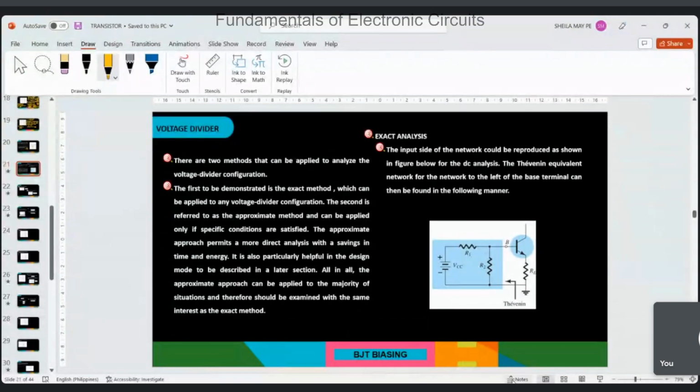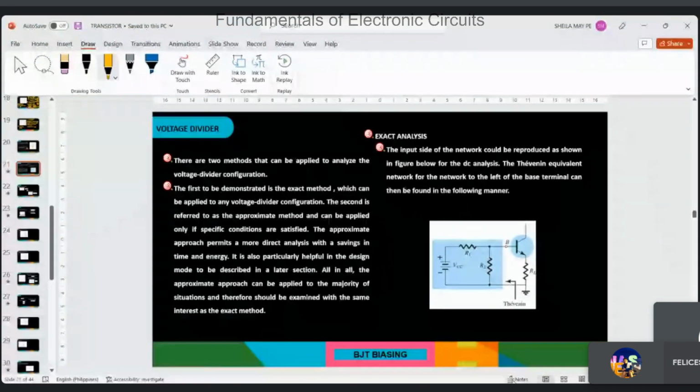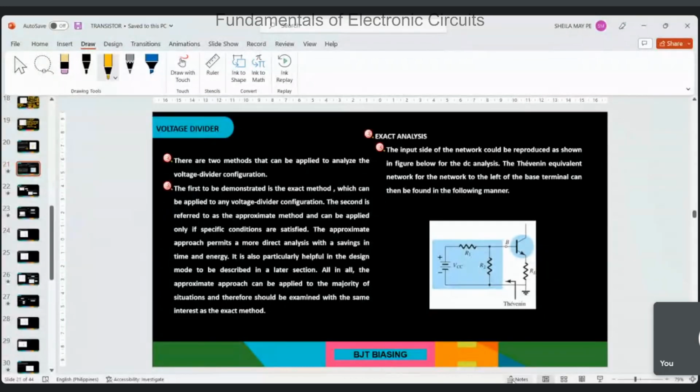The first method here is the exact analysis. The input side of the network is reproduced as shown in the figure below for the DC analysis. The Thevenin equivalent network for the network to the left of the base terminal can then be found in the following manner.